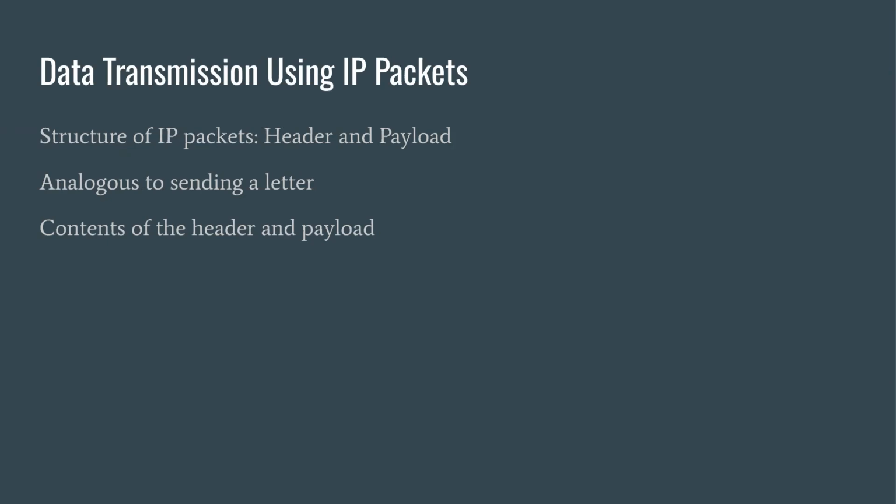So, data transmission using IP packets. When data is sent across a network, it's broken down into IP packets, each packet with a header and a payload. Try imagining that you're sending a letter. You would include the recipient's and your own address. Similarly, IP packets have a destination and source IP address in the header, along with other information for delivery, while the payload carries the actual data.